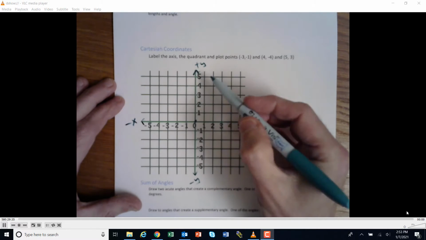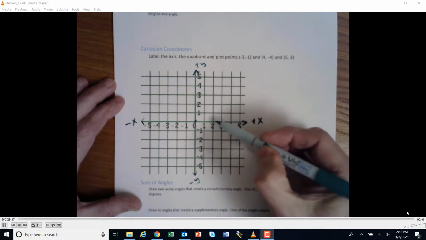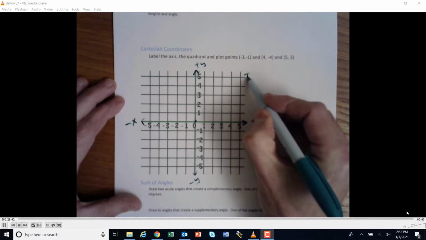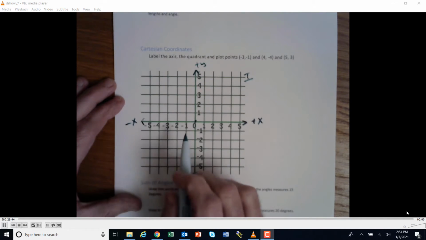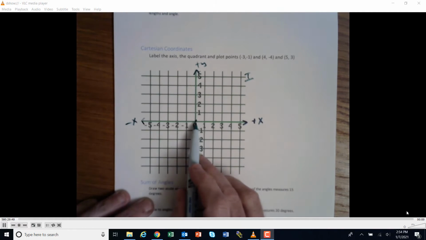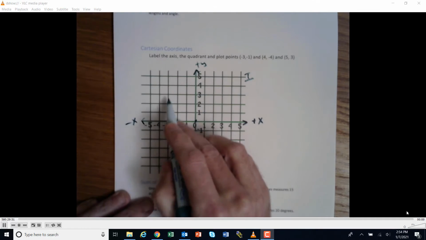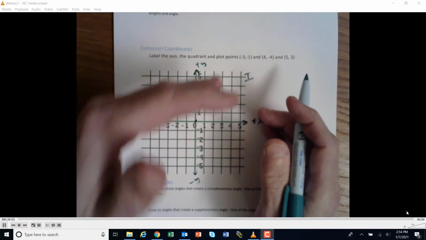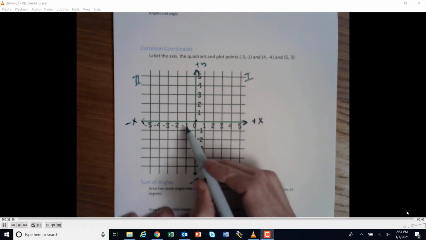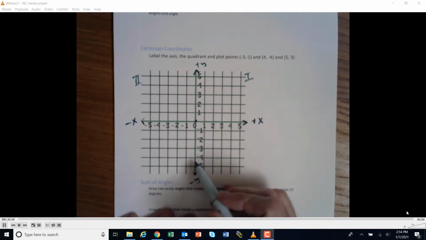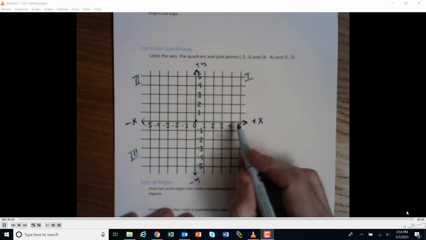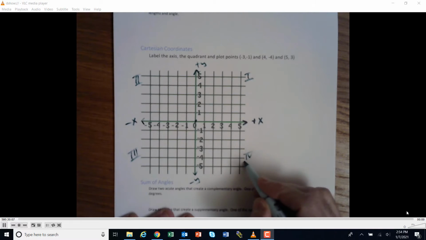So when you're up in this quadrant right here, which is positive x and positive y, these are all positive numbers up here, this is going to be quadrant 1. The next quarter over here, where you're moving in the negative x direction, but you're still in the positive y, everything up here is positive in the y direction. This is quadrant 2. Down here, where you're going to obviously have a negative x and a negative y, it's quadrant 3. And over here is positive x, negative y, quadrant 4. So those are your 4 quadrants.